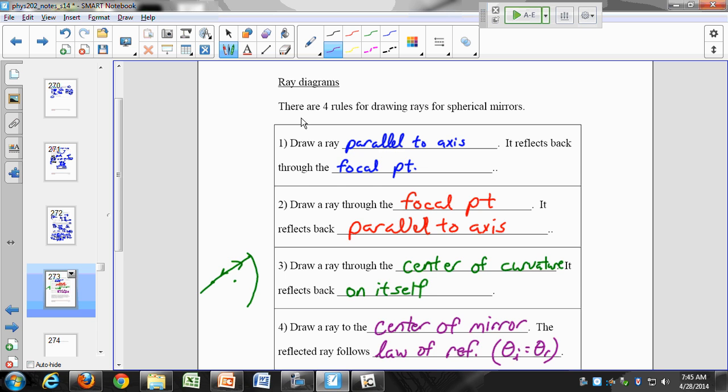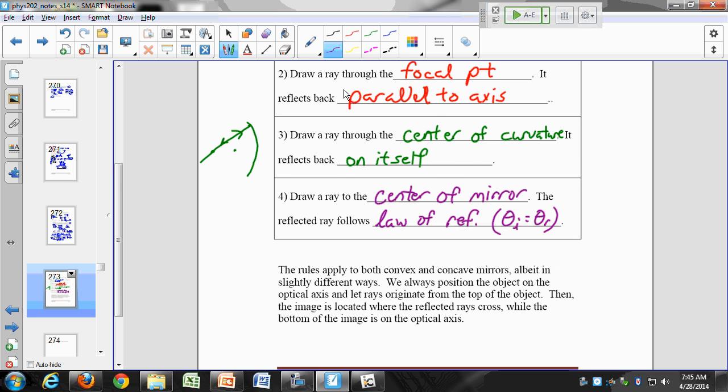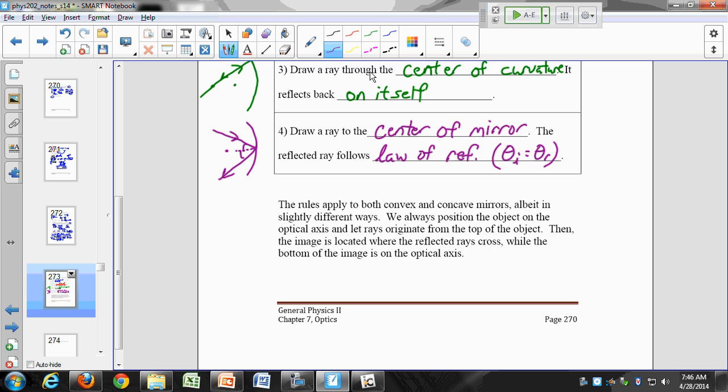All of these rays follow the law of reflection, but this one in particular is pretty easy to see. If a ray comes in to the center of the mirror, it bounces off so that these two angles are equal. We'll use that to verify where our images are. A couple of things about these: we will always position the object on the optical axis and let rays originate from the top of the object.